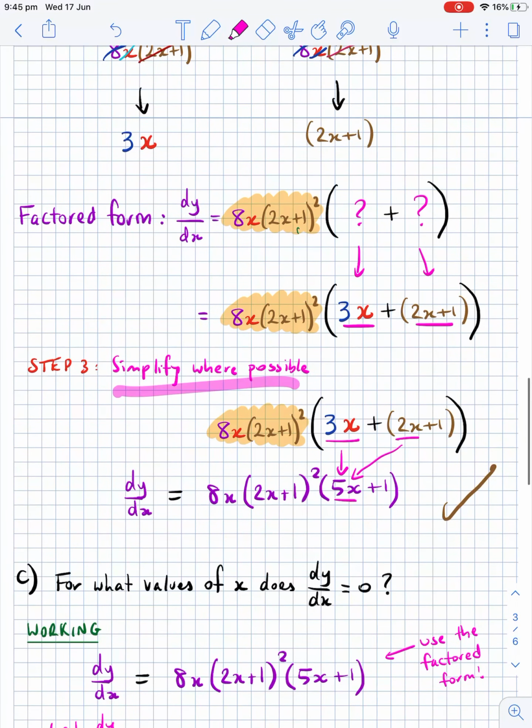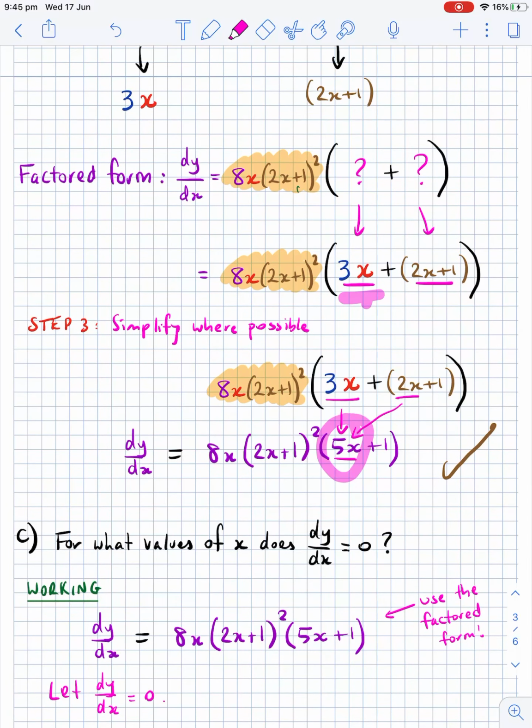And lastly, we want to simplify where possible. And this bracket here can definitely simplify. We've got 3x and 2x. They're like terms. They become 5x. And the plus 1 is unlike, so it's just going to be 5x plus 1, and all this stuff just comes down. This is factored form. You can see that this, this and this are all just multiplying together. So therefore, that's what factored form means, just things that are multiplying.